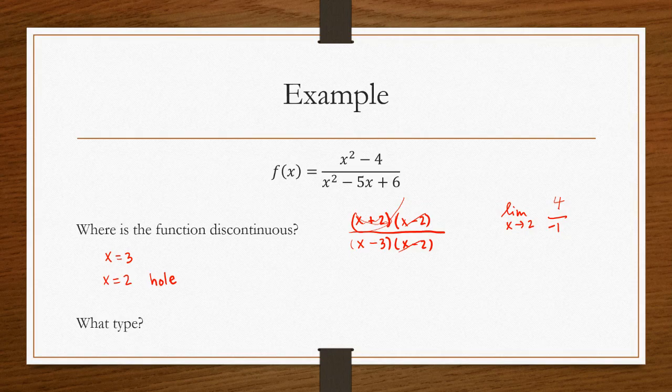If I cancel those factors out, I have a function that behaves just fine. At x equals 3, though, that factor doesn't cancel out. And so at x equals 3, I have an infinite discontinuity. Because if I plug 3 into my function, I get 5 divided by 0. 5 divided by 0 indicates that I have an asymptote. Whereas if I plug 2 into my function, I get 0 divided by 0, which indicates a hole.